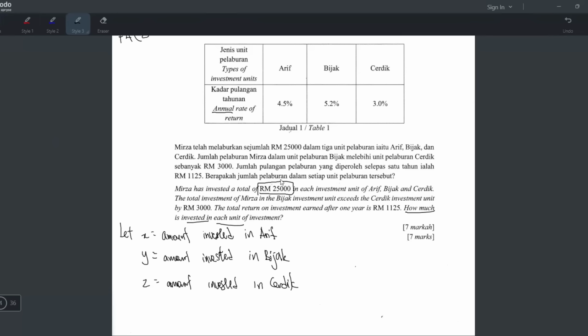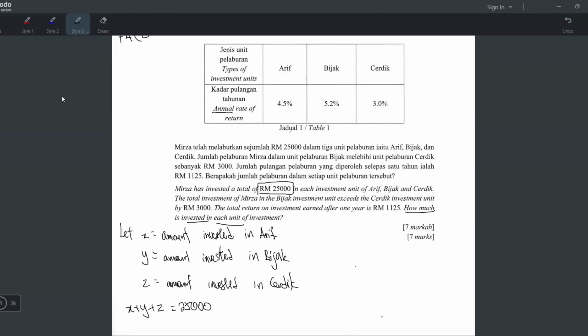So now I will read this paragraph again and write the 3 equations. Mirza invested a total of 25,000 in each investment unit of Arif, Bijak, Cerdik. Means all to add together. So it will be x plus y plus z is equal to 25,000. That's your first equation.